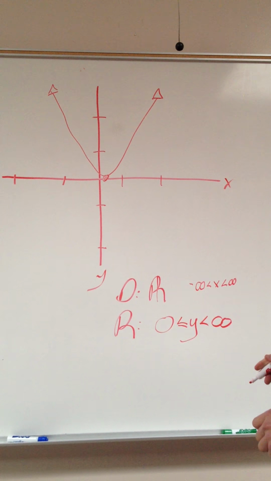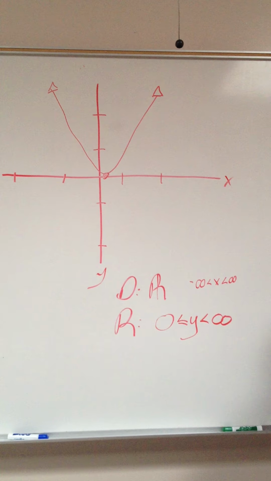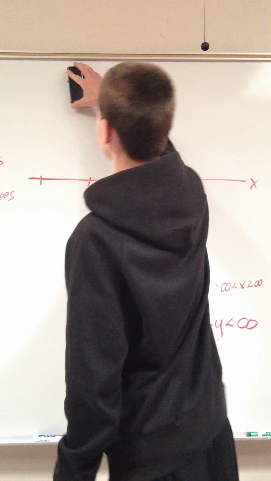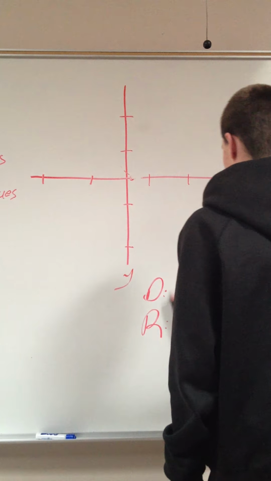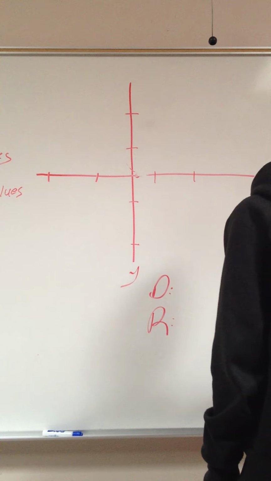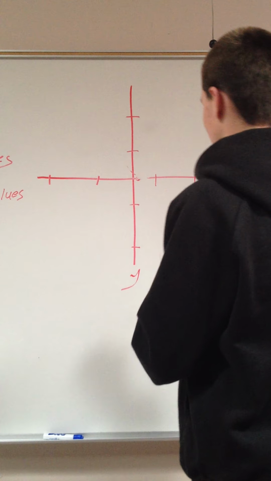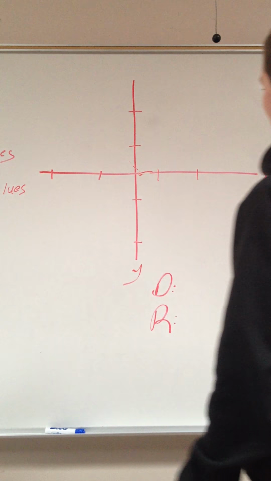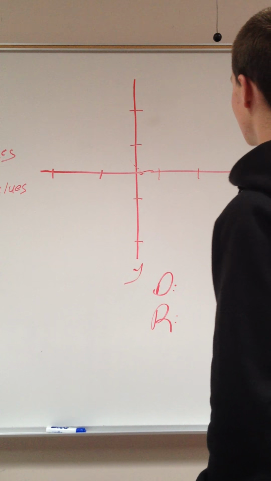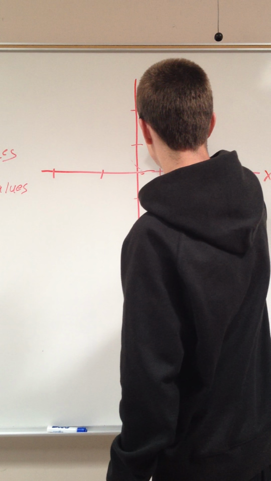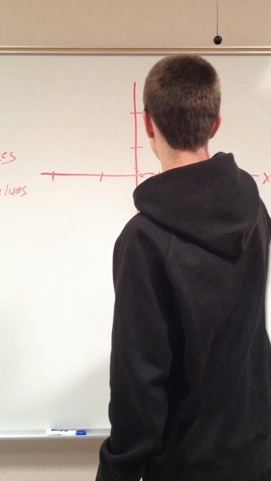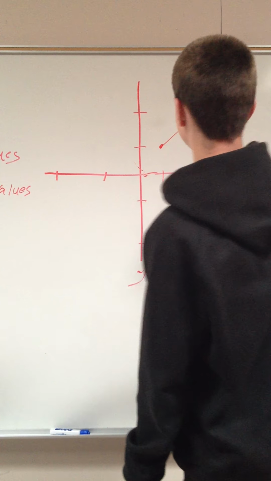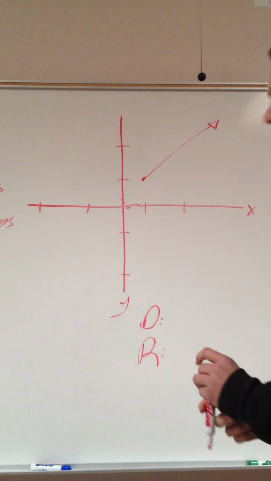And so another example that we could have, instead of the parabola, we can have a line and find the domain and range for that. So let's say we had a line that stops at this point here, goes up and out to the right. So that would be a linear function.